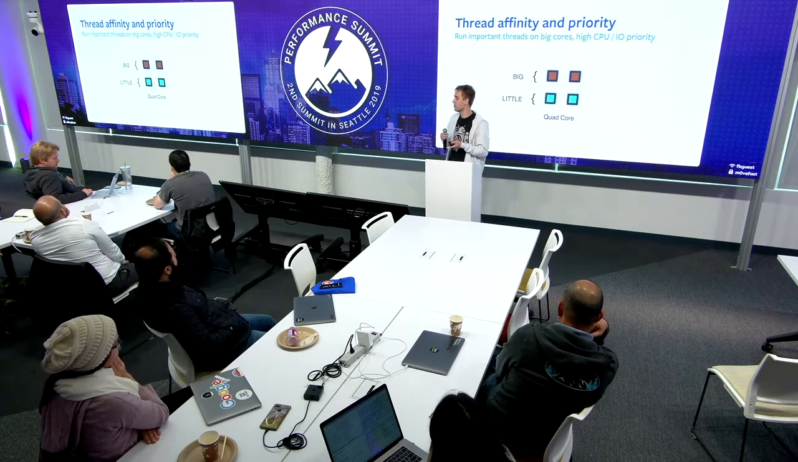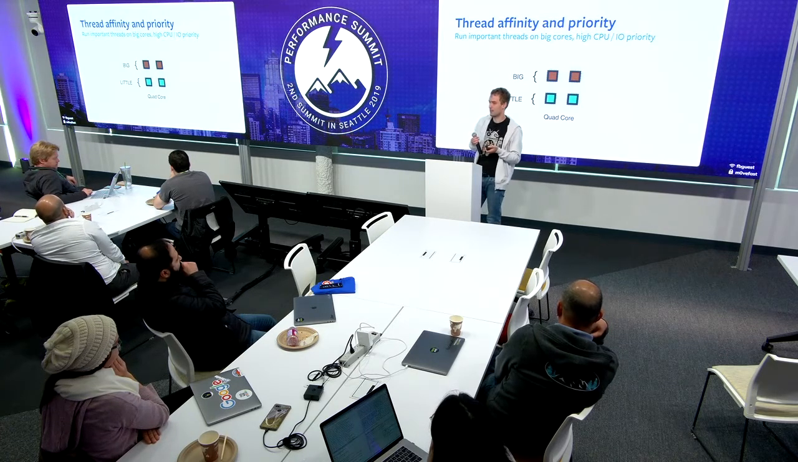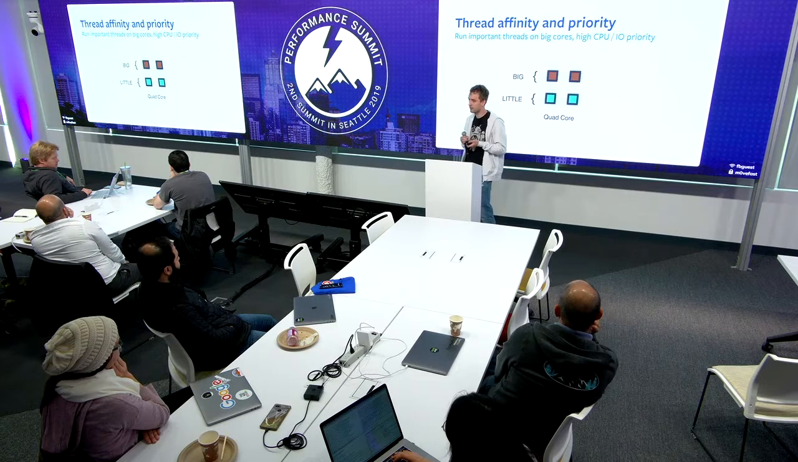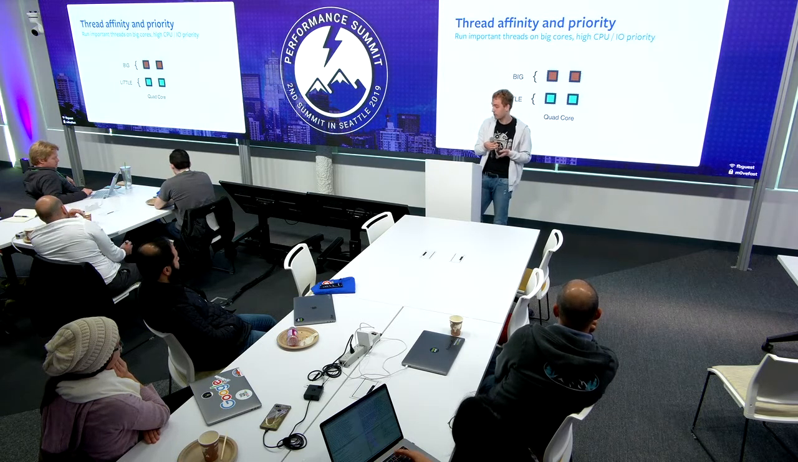We are not trying to turn cores on or off. We don't have this capability on Android. We just give hints with thread affinity. And in a very similar way, we give hints to the scheduler, like, hey, if this thread is very important, run it on a higher CPU or run it at a higher priority.